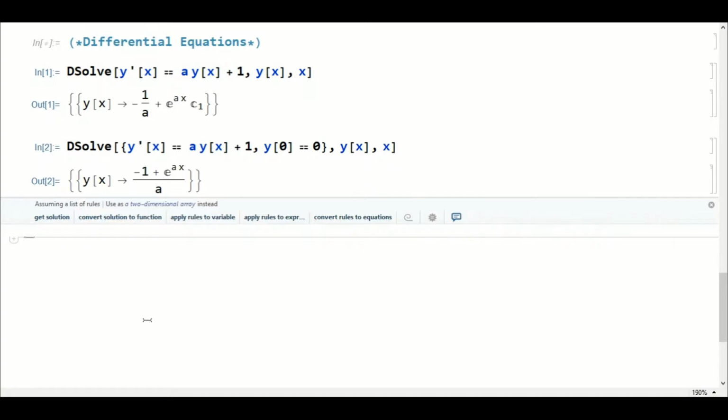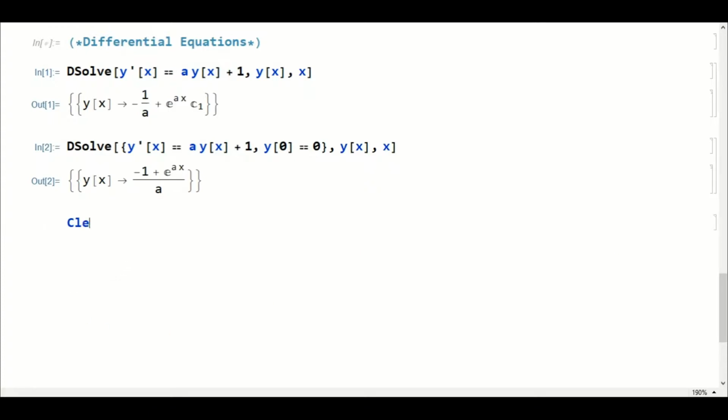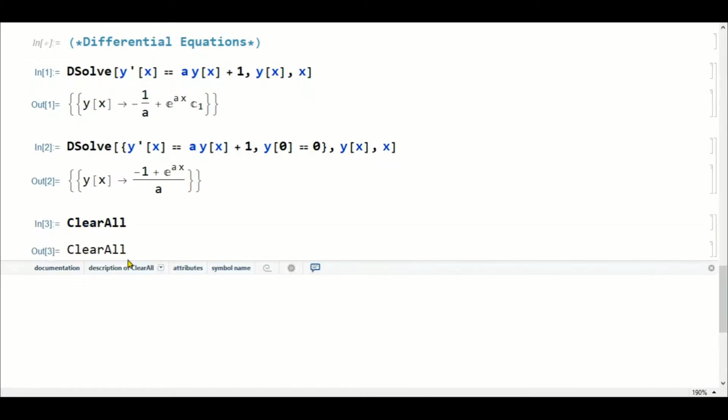Suppose that you have two coupled differential equations and you have to solve them. How will we solve them? First you have to go to Evaluation, then Quit Kernel, or you can also write ClearAll so that all the variables become clear. You can also go to Evaluation, press Quit Kernel, and then press Local.